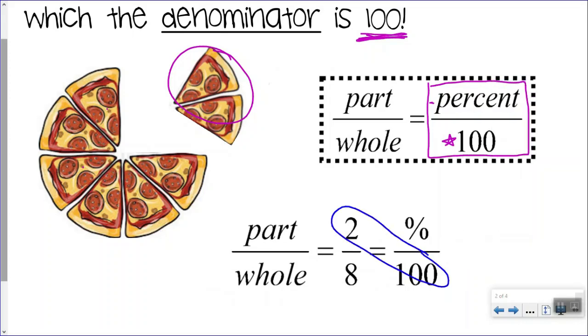We cross multiply, so we have 2 times 100, which is 200, equals, and we'll change this to our variable, 8 times x. Then we divide both sides by 8, and we'll get our final answer, which is going to be 25 equals x. So we have 25%.